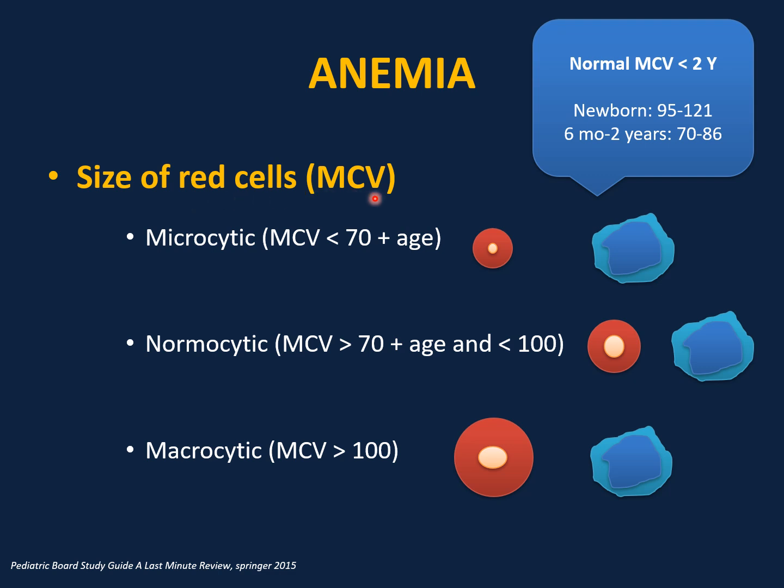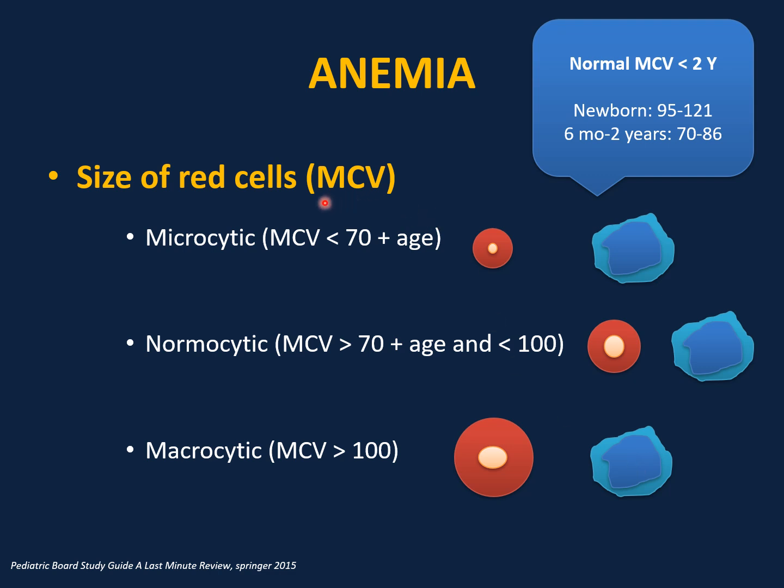Classification of anemia according to the size of red cells, MCV, or mean corpuscular volume, into microcytic anemia, normocytic anemia, macrocytic anemia. Microcytic anemia, the size of the red cell will be smaller than the size of the nucleus of mature lymphocyte in the peripheral smear. Normocytic anemia, the size of the red cell will be similar to the size of the nucleus of mature lymphocyte in the peripheral smear. Macrocytic anemia, the size of the red cell, as you see here, is larger than the size of the nucleus in the mature lymphocyte in the peripheral smear.